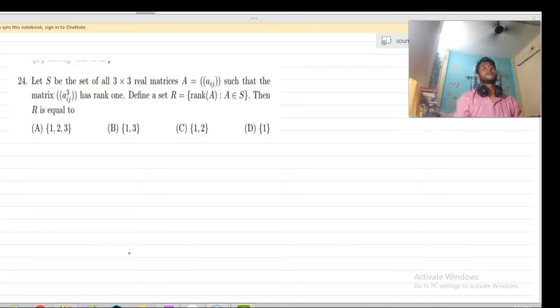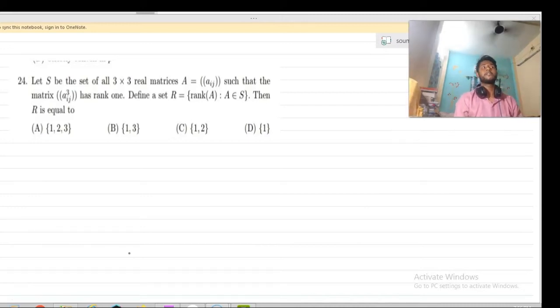Now let us solve question number 24, which says: let S be the set of all 3x3 matrices A = (Aij) such that the matrix (Aij) to the power 3 has rank 1. Define R equal to the rank of A such that A belongs to S. Then the rank of R equals?